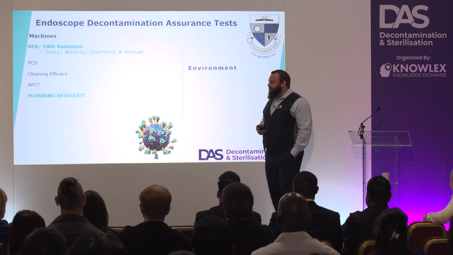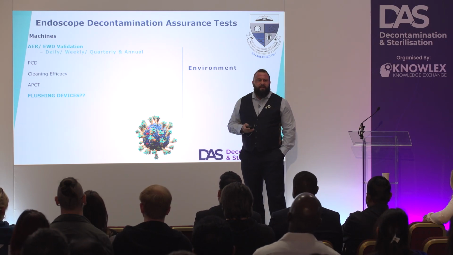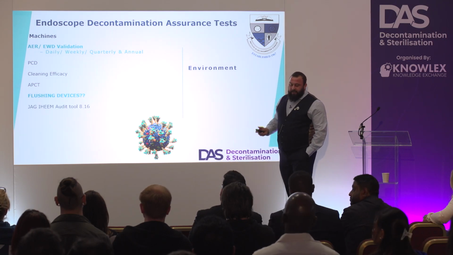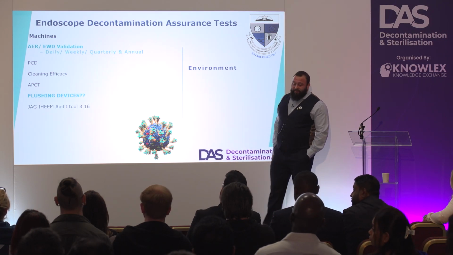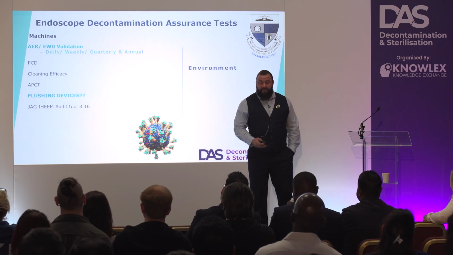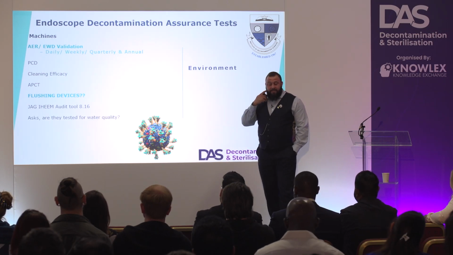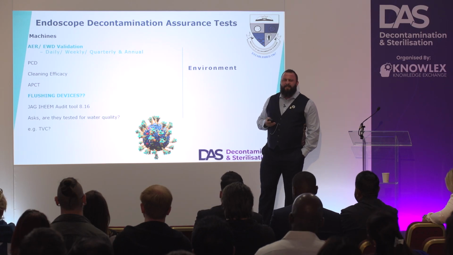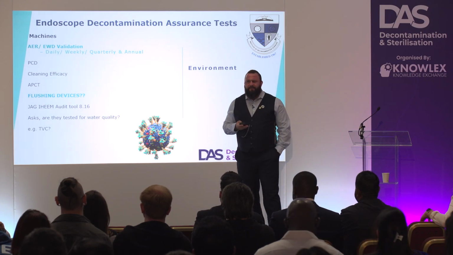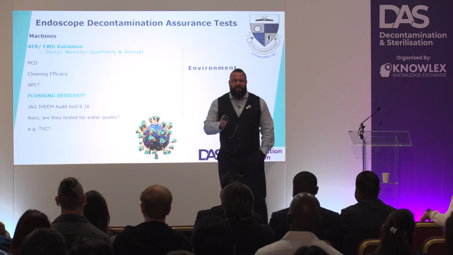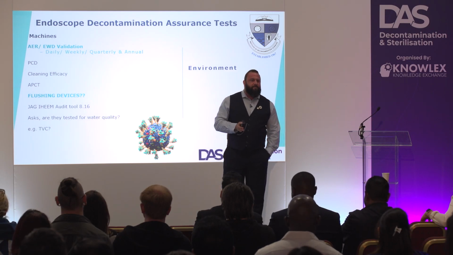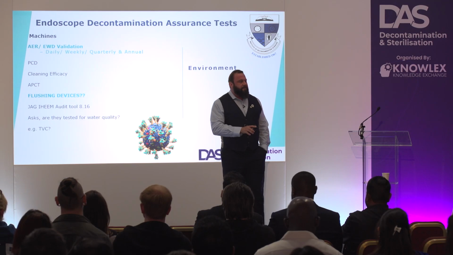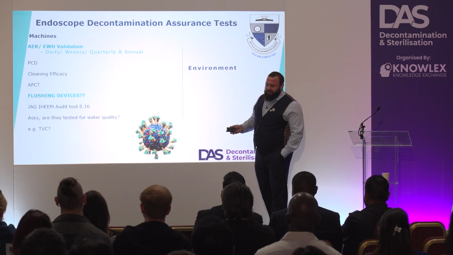So we're looking at machines in that process. Anyone testing their flushing devices? One person over there. It is on the JAG IHEAM audit tool, section 8.16, and it asks if we're testing the water quality, but it suggests TVCs. Anyone think that's a bit of an odd one? This is a bone of contention. I could probably split the AEs in the room on this one, of who says we should be doing TVC on potable water and who says we shouldn't. But there's no actual standard for it, it's just a suggestion.